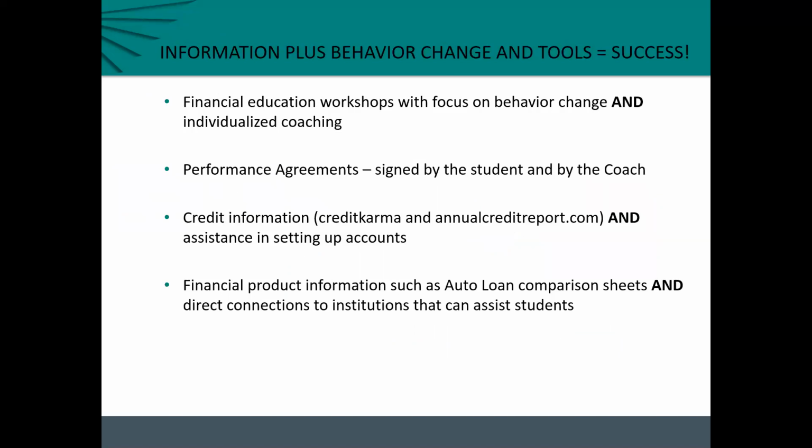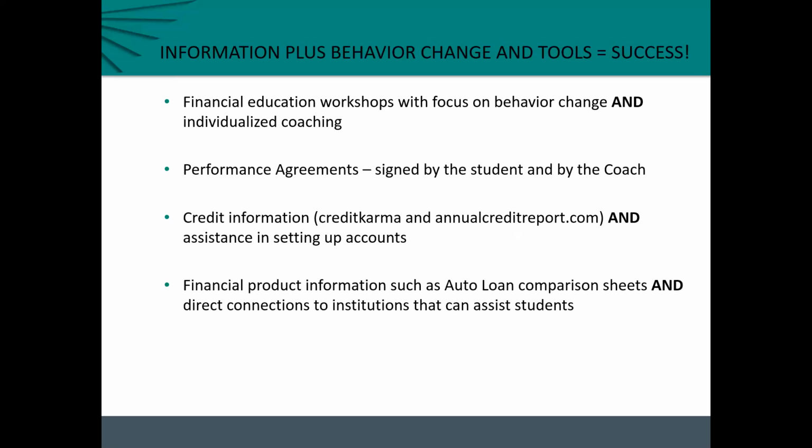In this part, we have our financial behavior change and tools equal success. Financial education workshops with a focus on behavior change and individualized coaching have really built that sense of trust. Going back to the love, it really has connected with the students. We show that we love and care for them enough to provide information, but also tailor it specifically for them. Performance agreements are also part of that. When they meet with Alouette, the students sit down and identify some goals, develop a performance agreement, and develop a game plan on how to attain those goals. Through that, we also use different credit and financial tools, like, for example, Credit Karma or annualcreditreport.com, to support the students.